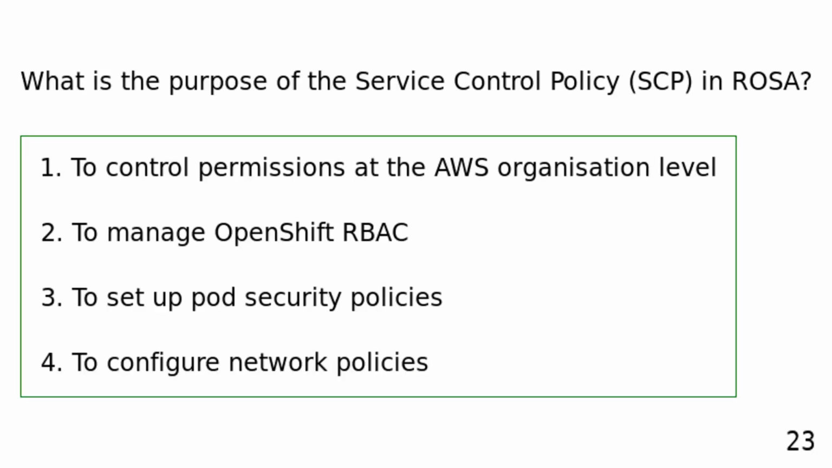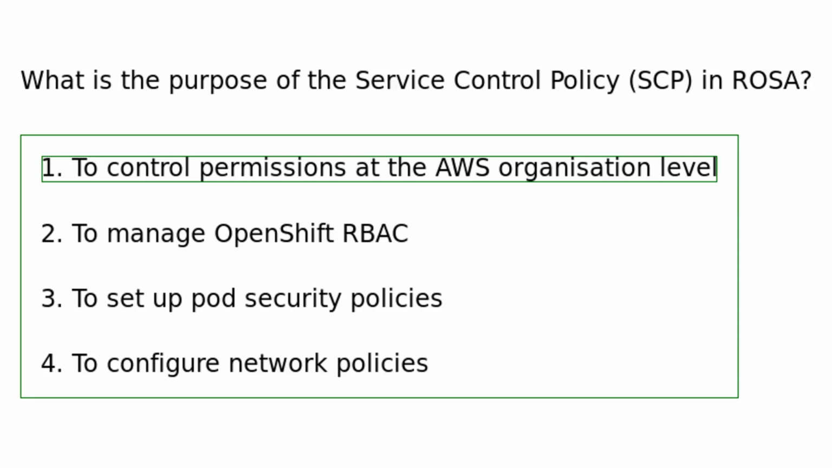What is the purpose of the service control policy in ROSA? To control permissions at the AWS organization level. To manage OpenShift RBAC. To set up pod security policies. To configure network policies. The SCP in ROSA controls permissions at the AWS organization level, ensuring consistent access control across accounts.